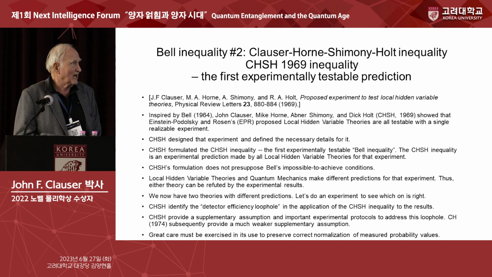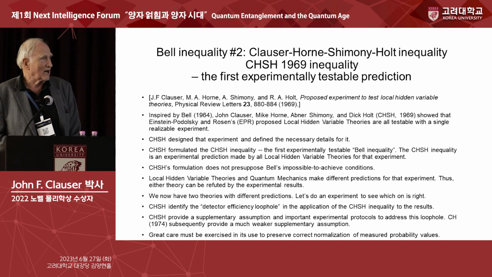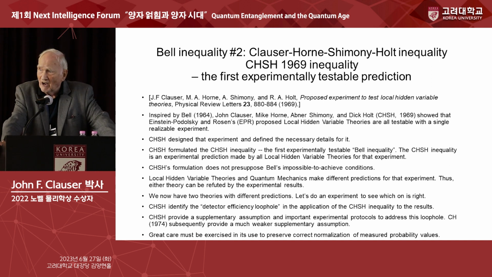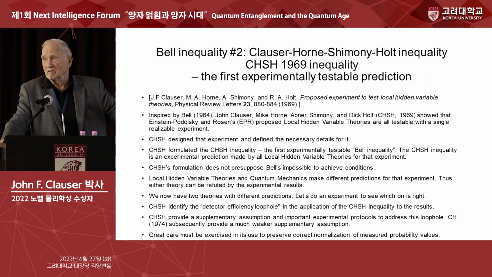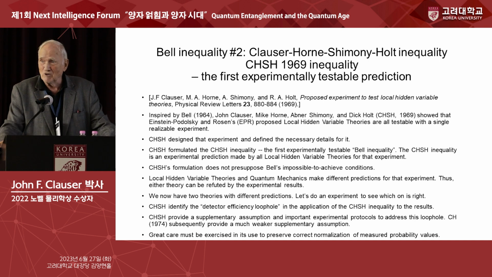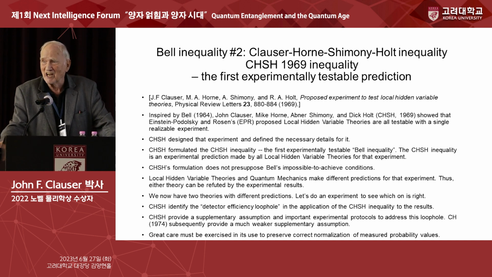So we formulated a new inequality, the CHSH inequality, leaving out this impossible to achieve condition. And so now we're in a marvelous position. We have two theories, quantum mechanics on one hand, and the CHSH inequality based on the assumption of hidden variables being present. We got two different predictions. Let's ask nature. Let's do an experiment and find out which one is true. It could be neither one, but we didn't know. But at least we have two different predictions, and we can now have a very specific test to do it.